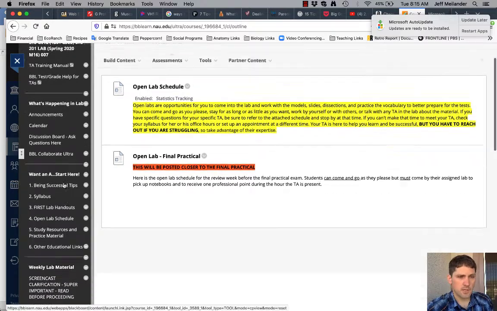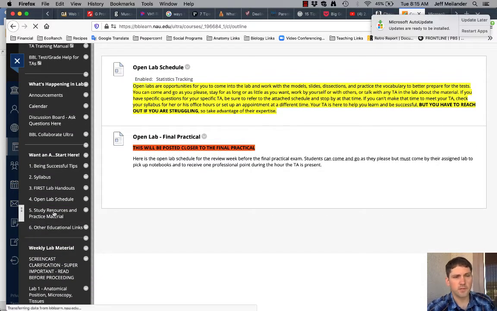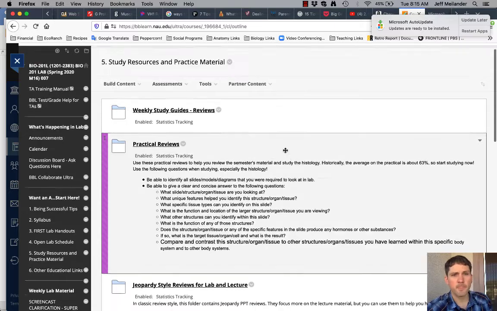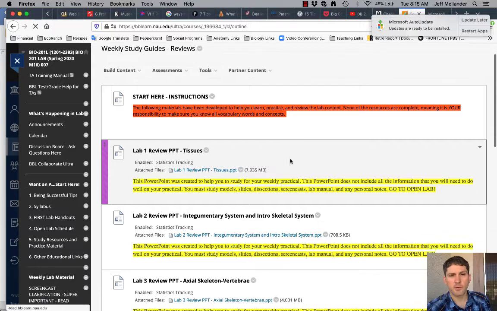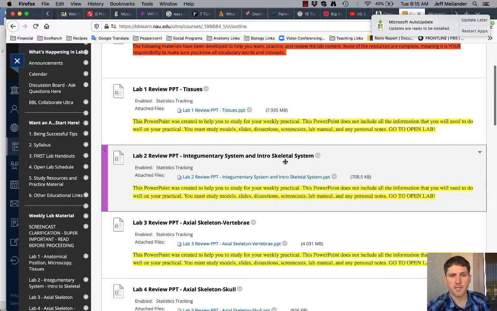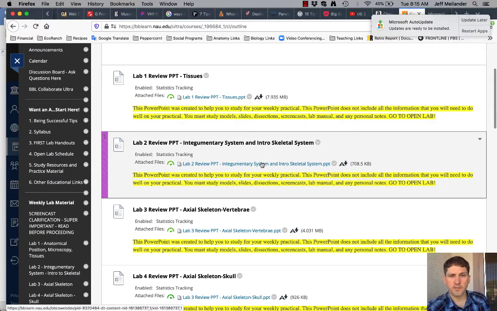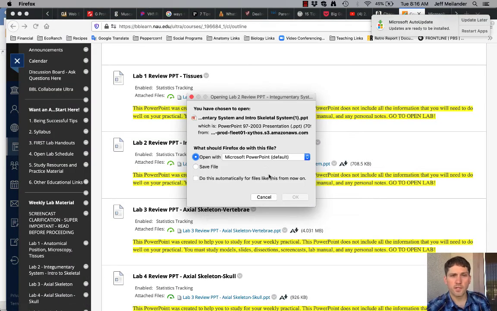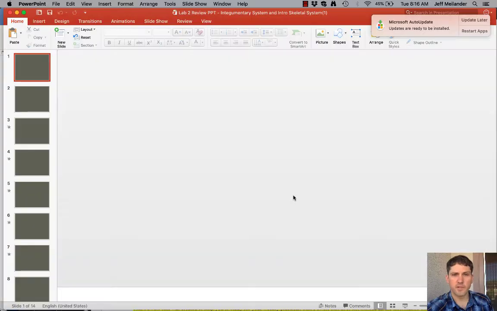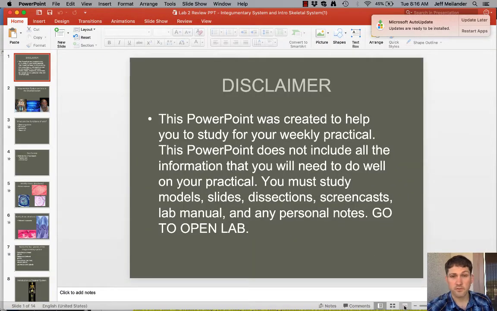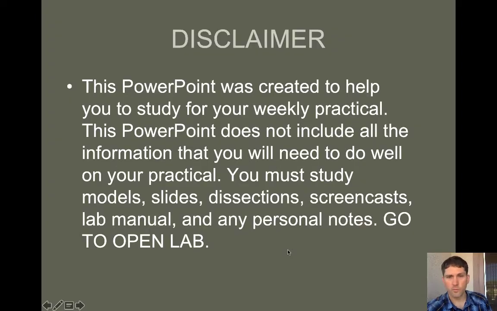All right, moving down, study resources and practice material. Here we have weekly study guides. These were created by one of my undergraduate lab TAs. She basically took all of her PowerPoints and turned them into slightly interactive study guides for the students. So you can see there's this disclaimer. Some students will open this and say, oh, this is all I need to know. Wrong, right? There's a lot more that they need to know, but we wanted to put this in here.